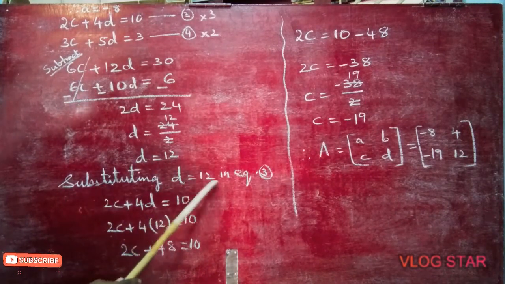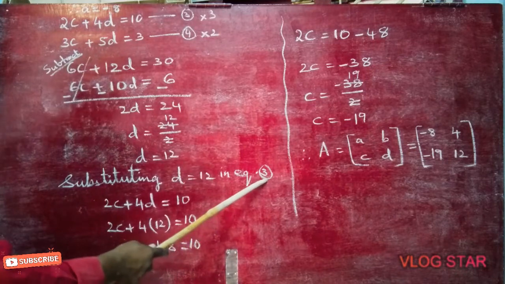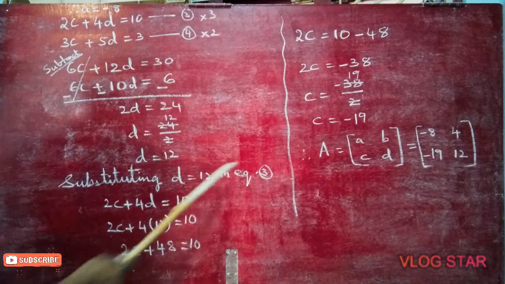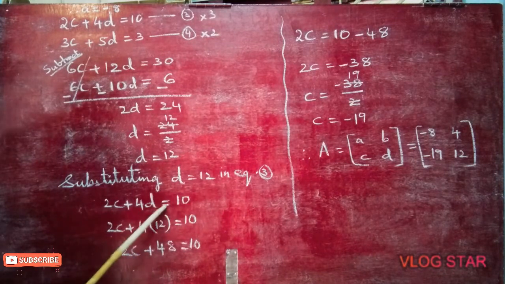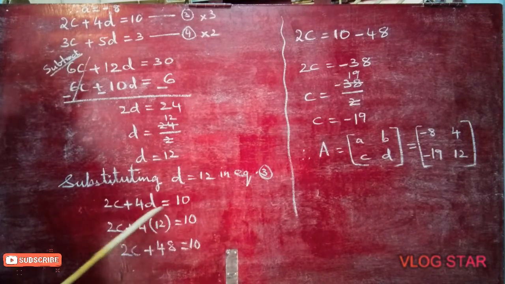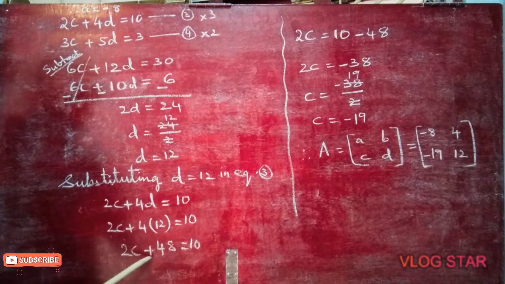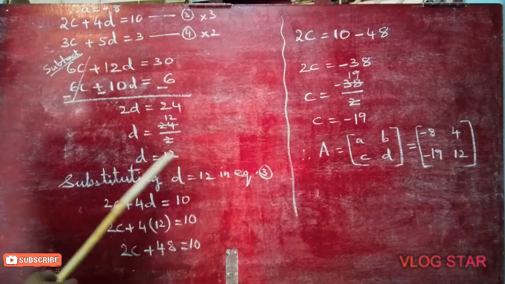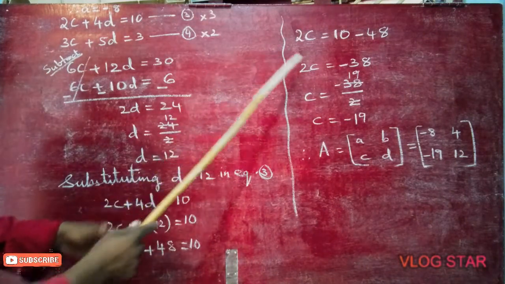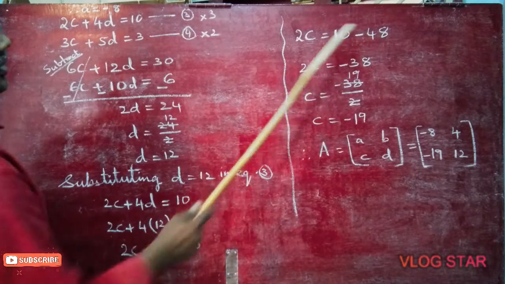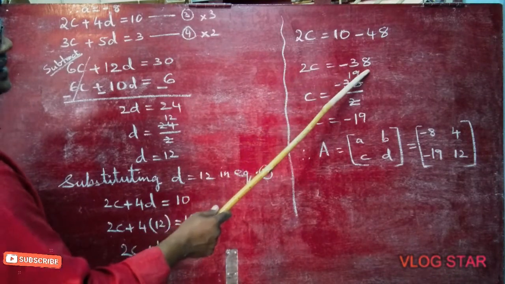Substituting d is equal to 12 in equation 3. So why not 4? Either 3 or 4, any one you take. 2c plus 4d is equal to 10. Now you are substituting d is equal to 12. 2c plus 4 into 12 is equal to 10. 2c plus 4 12s are 48 is equal to 10. Now you are taking plus 48 from left hand side to right hand side. So 2c is equal to 10 minus 48. 2c is equal to minus 38.